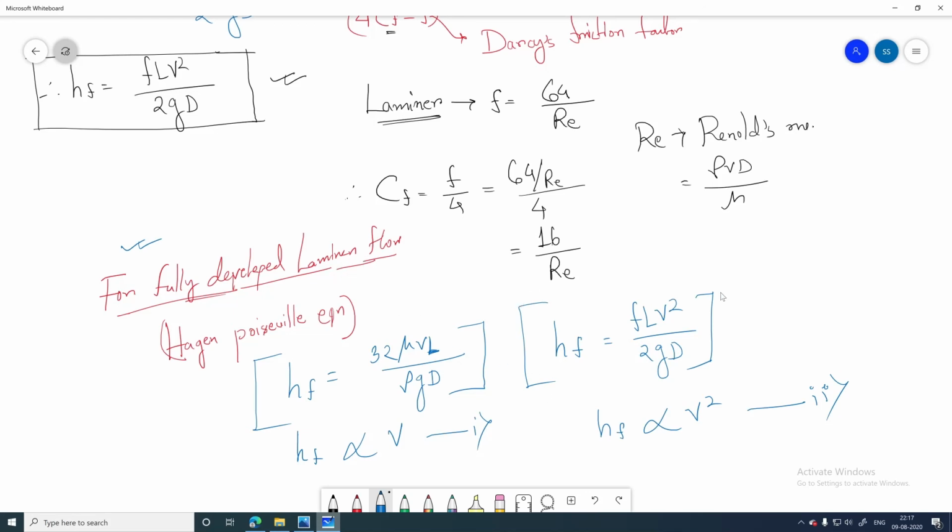Look, this equation is applicable for the laminar flow as well as the turbulent flow, and this Hagen-Poiseuille equation is also applicable for the laminar flow. But please look here, the term is fully developed laminar flow. So in that case, this will be the correct answer. That means the head loss is directly proportional to the velocity. So this is a very important thing.